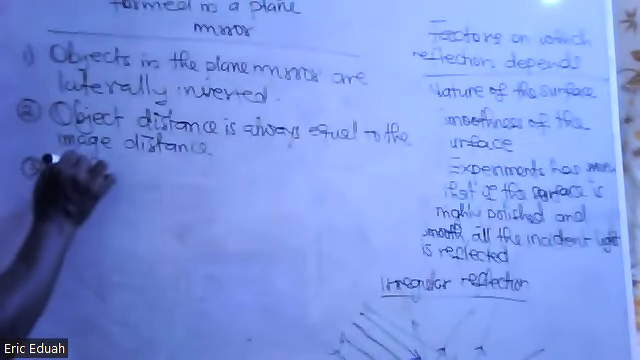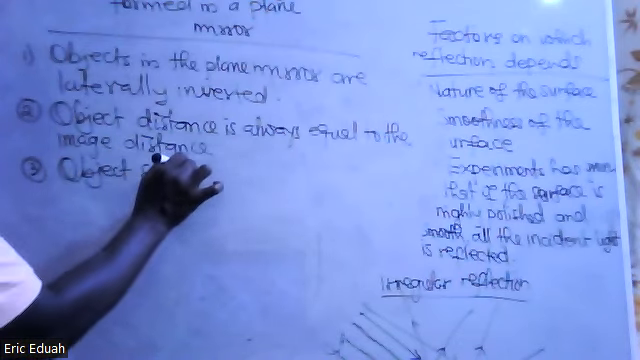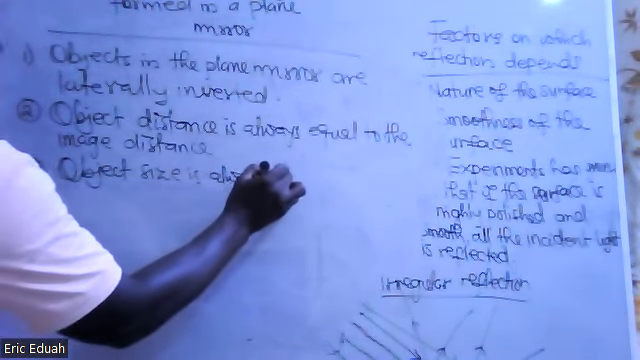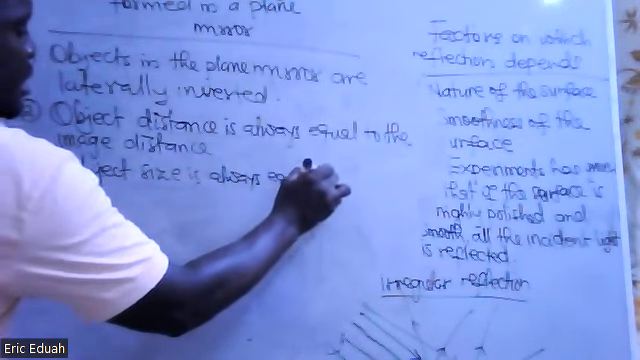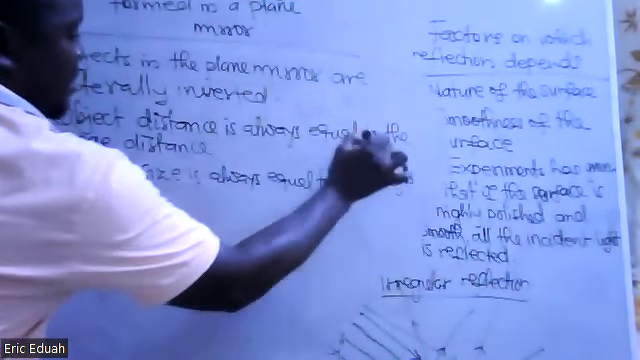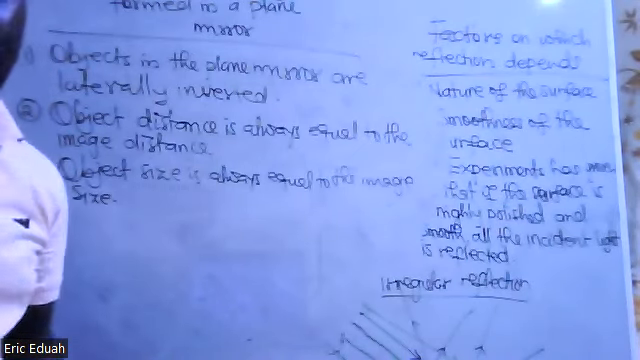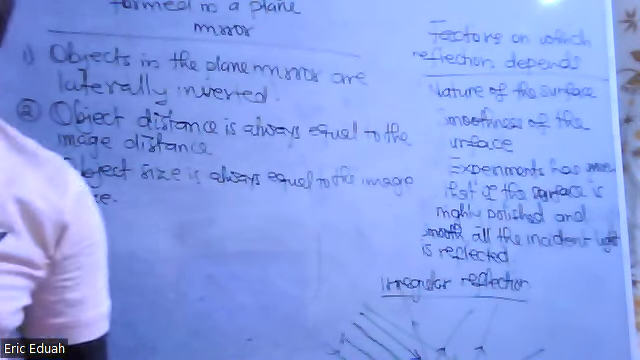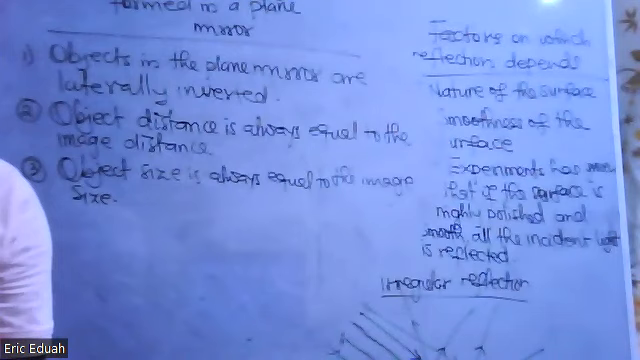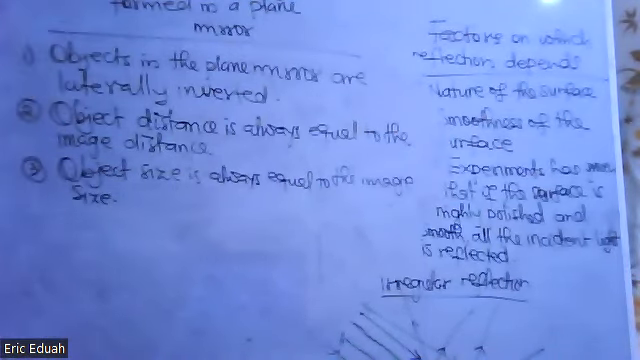In the mirror, object size is always equal to the image size. So with a normal mirror, a mirror without any defects, the size of you and the size of your image, what you see within, are always the same.